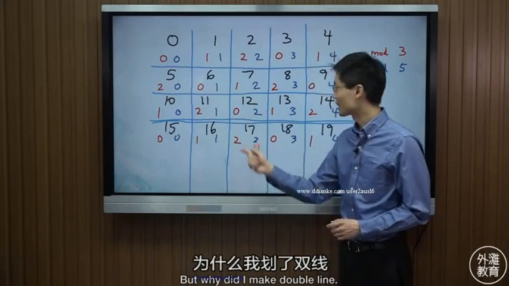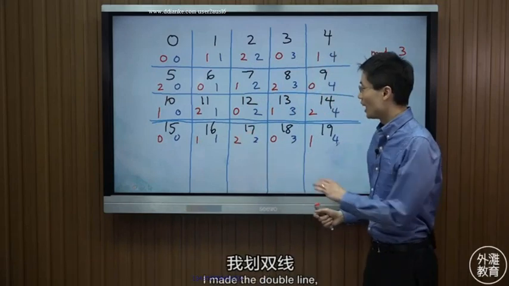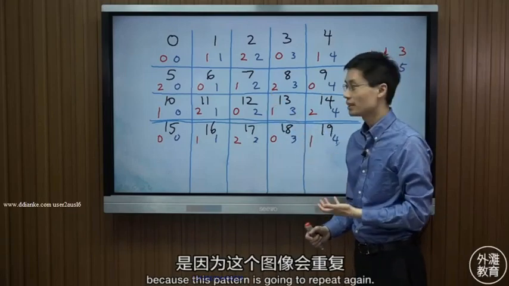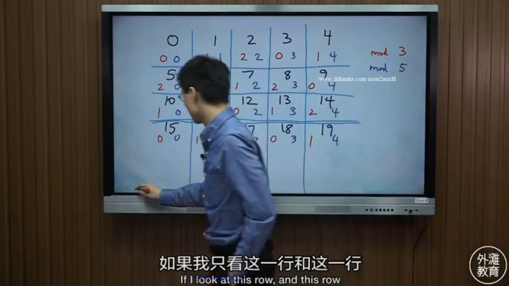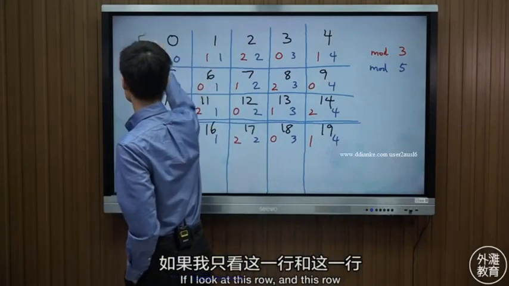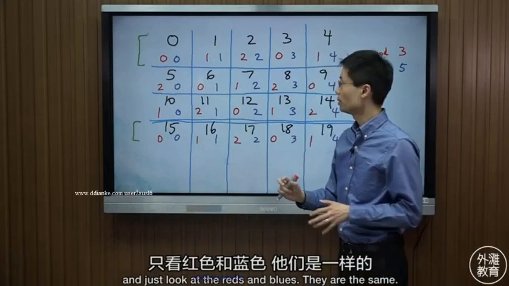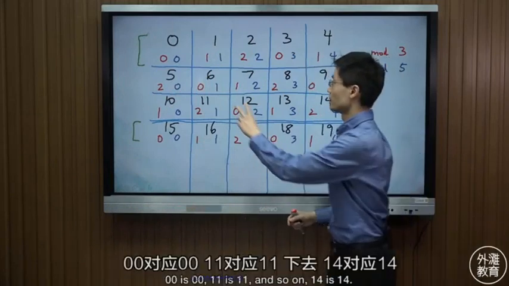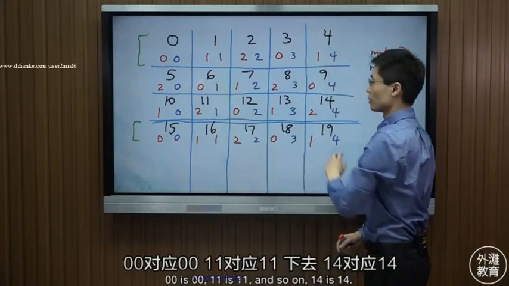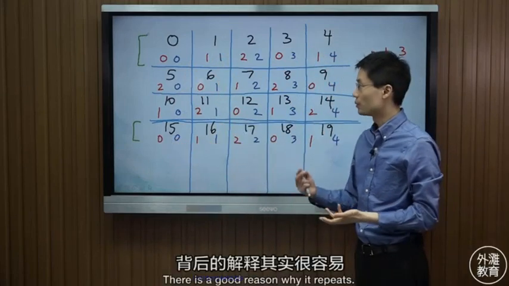But why did I make this double line? I made the double line because this pattern is now going to repeat again. If I look at this row and this row, and just look at the reds and the blues, they're the same. 0, 0 is 0, 0. 1, 1 is 1, 1, and so on. 1, 4 is 1, 4. There's a good reason why it repeats.